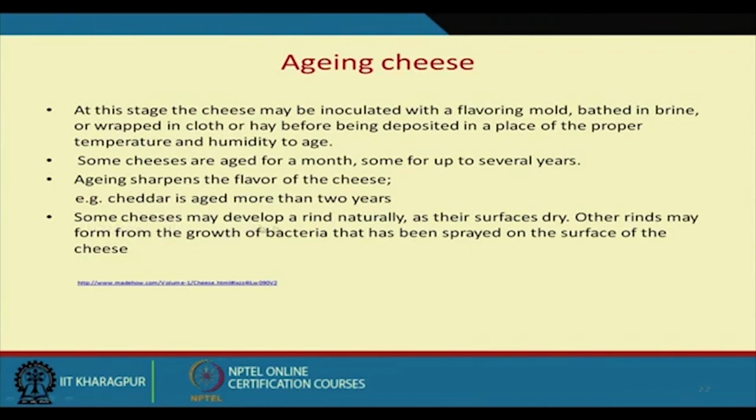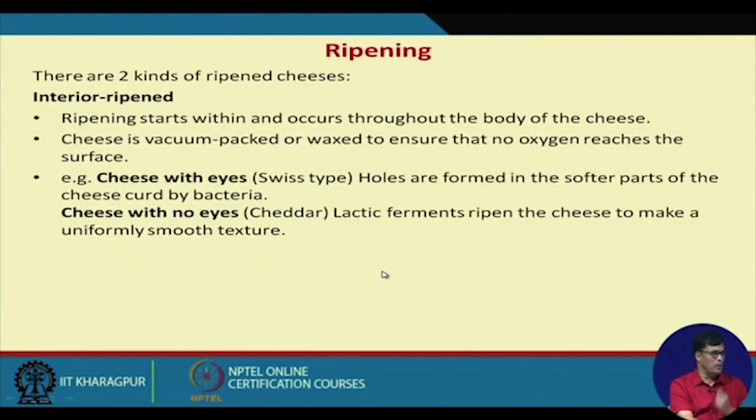Some cheeses may develop a rind naturally as their surface is dried. I told you that rind means a process through which the surface of the cheese becomes a little bit harder, so that the contamination problem will be less. Other rinds may form due to the growth of bacteria sprayed on the surface of the cheese. So ripening may be of two kinds, surface or interior ripening. The ripening starts within and occurs throughout the body of the cheese. Cheese is vacuum packed or waxed to ensure that no oxygen reaches the surface.